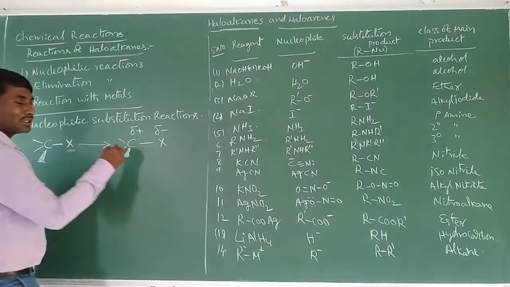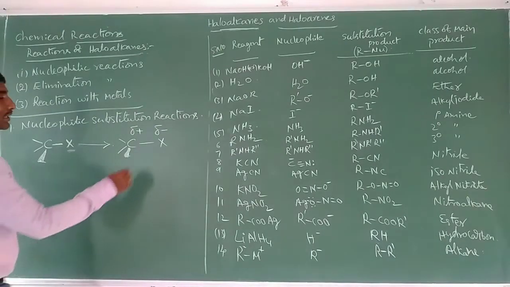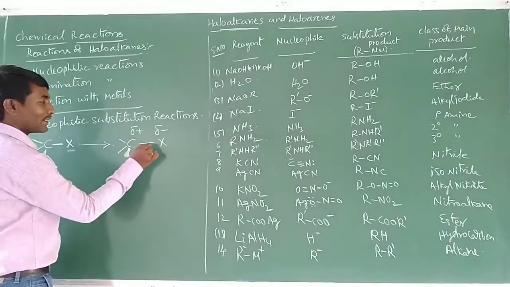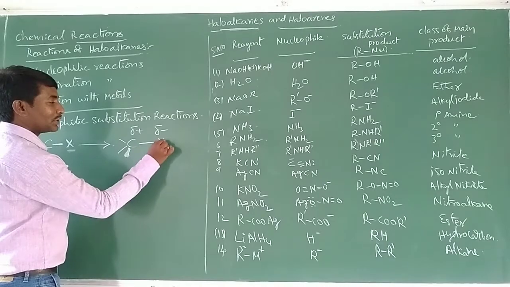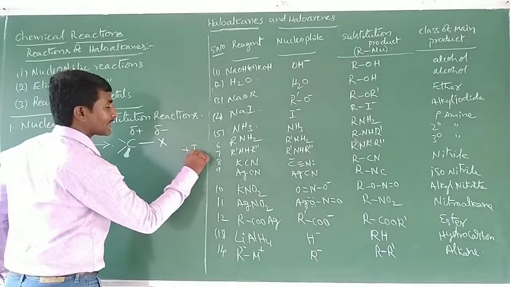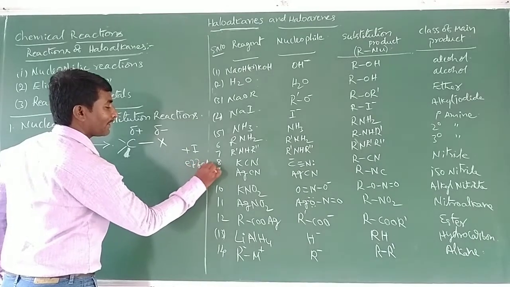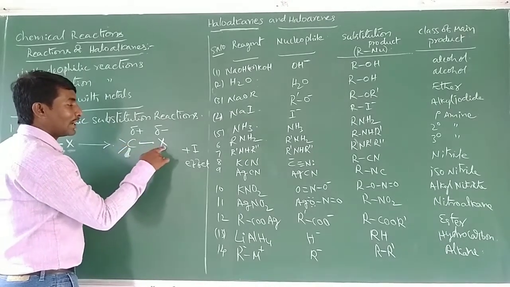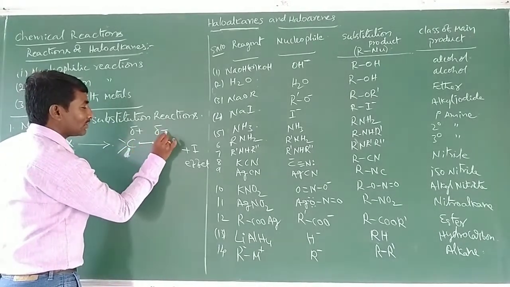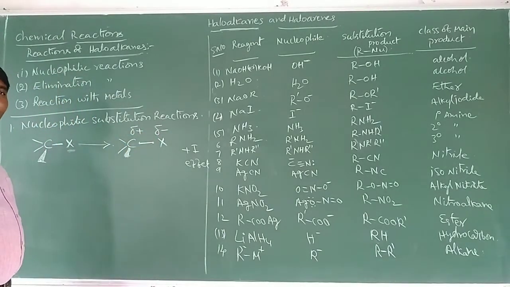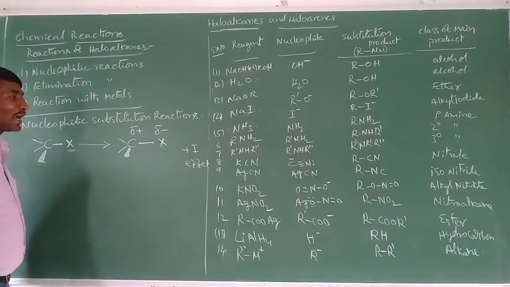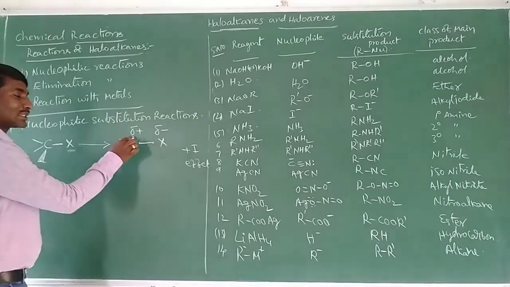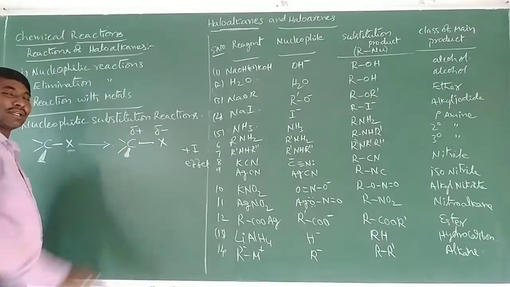So in this bond, the halogen carries a partial negative charge and the carbon carries a partial positive charge. Due to the negative inductive effect, the paired electrons between carbon and halogen shift towards the more electronegative halogen atom. The bond electrons are shifted completely toward the halogen, so the carbon is positive and the halogen is negative.